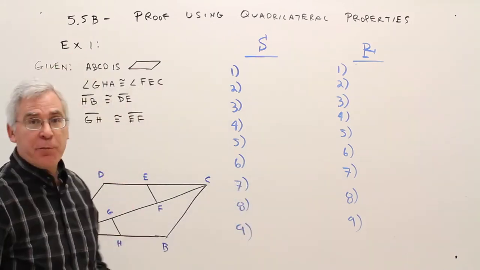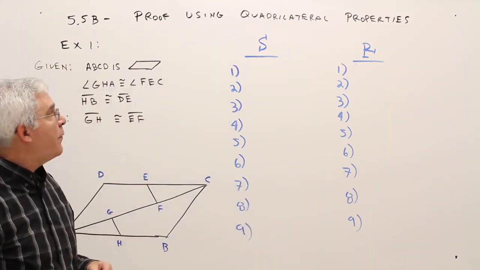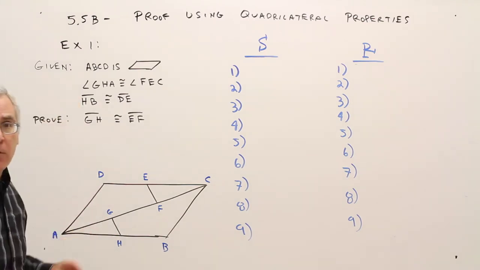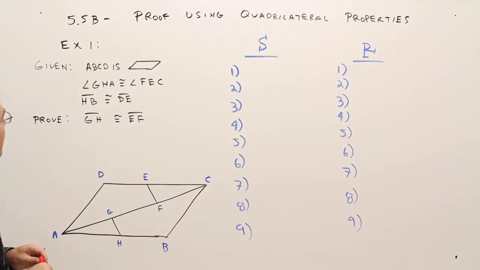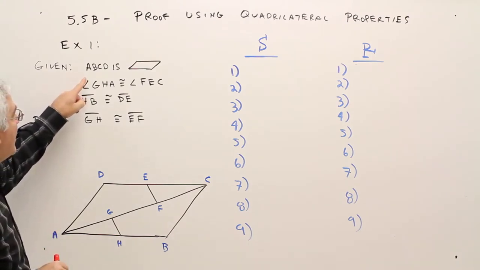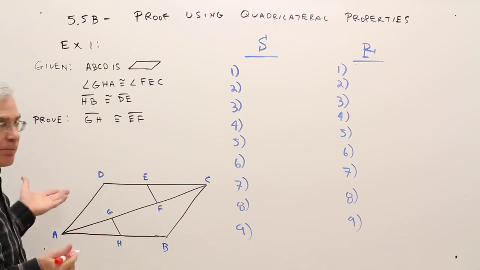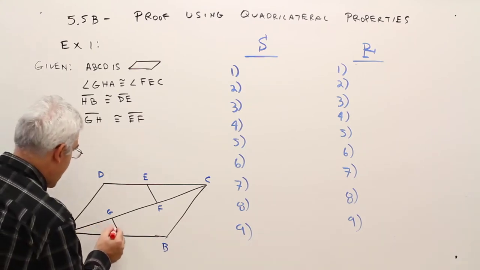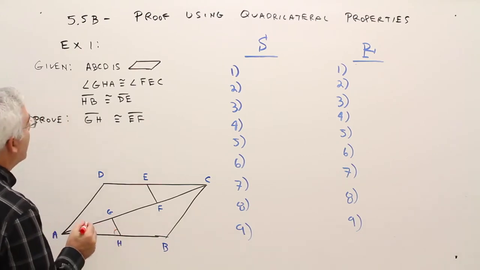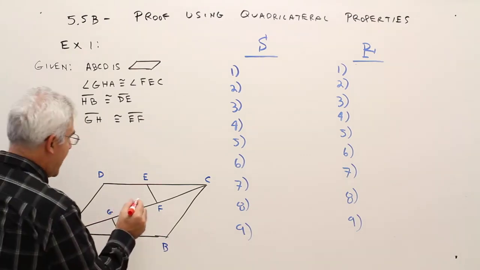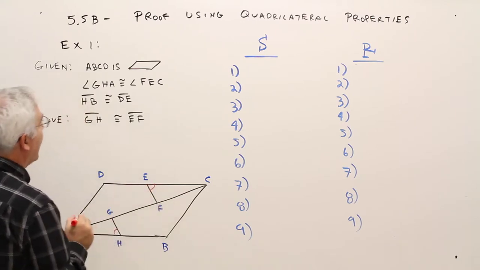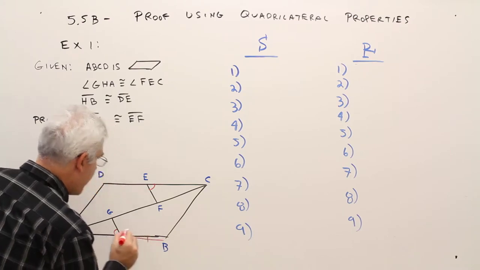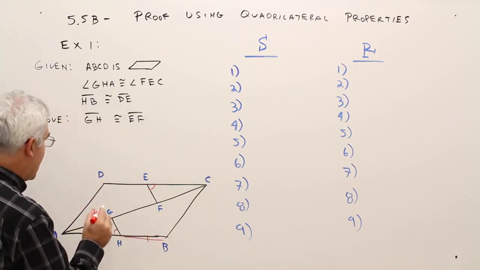Welcome to video 5.5b, a proof using quadrilateral properties. So here's example 1. I'll mark up the diagram as I go over the given. ABCD is a parallelogram, okay? Angle GHA, that's that angle, is congruent to angle FEC, that's that angle. HB is congruent to DE.